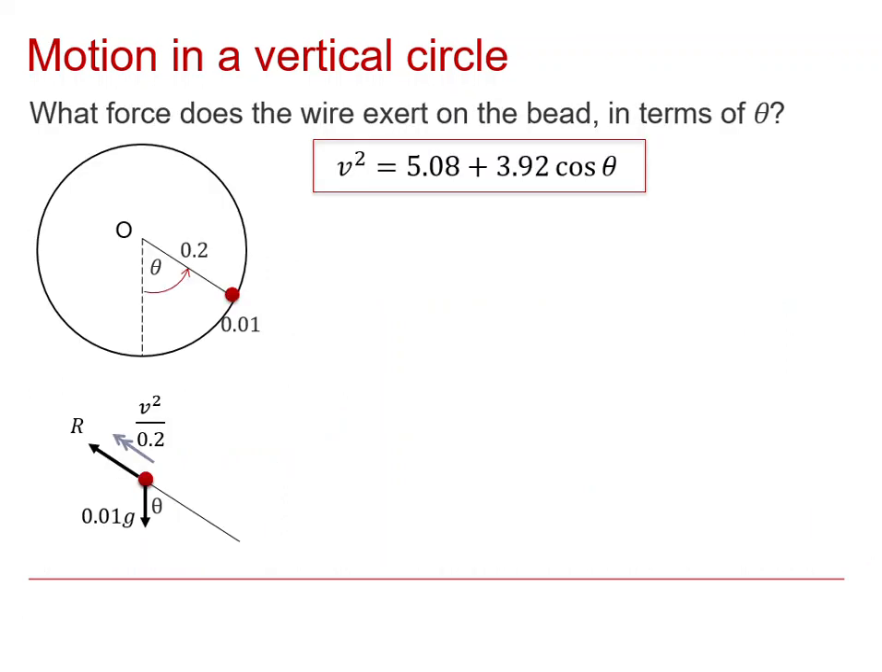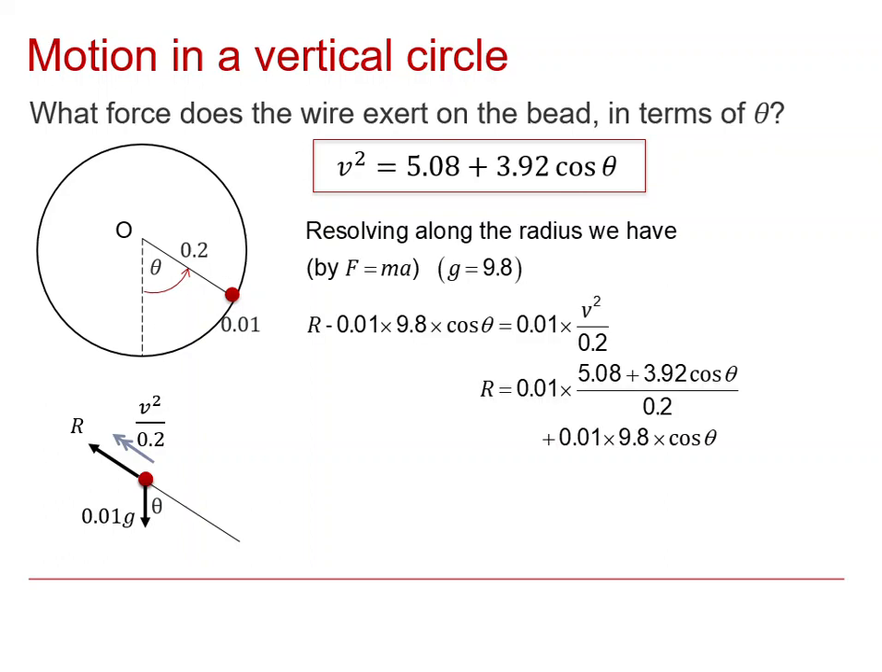Now what force does the wire exert on the bead? Well, we need to use the resolution equation here. We need to resolve using F equals ma. Two forces, the R and the 0.01 g, which will have a component obtained by multiplying by cos theta. So if we resolve along the radius, taking the 9.8, we're going to have the R contribution, and the mg contribution, which comes in with this cosine term. That's the force acting when we've considered all the contributions, so it must give the mass times the acceleration. There's the mass, and this is the acceleration term.